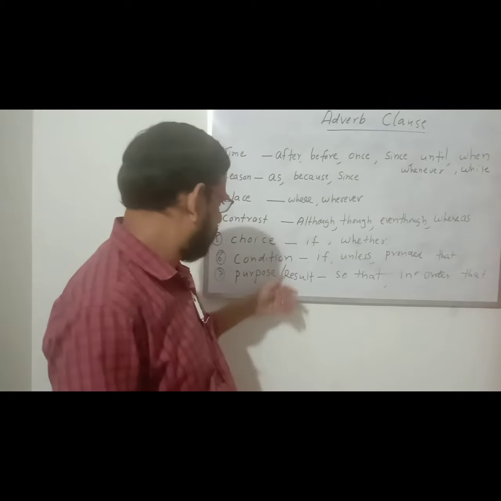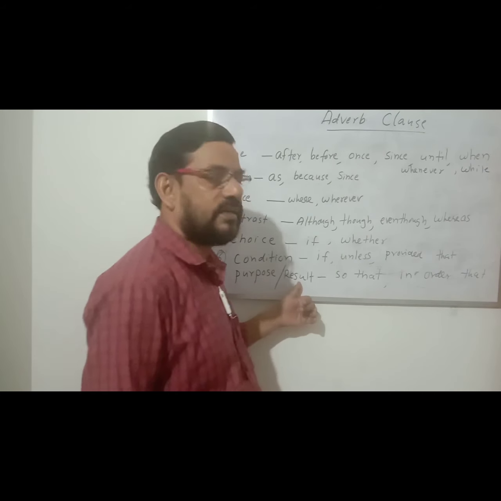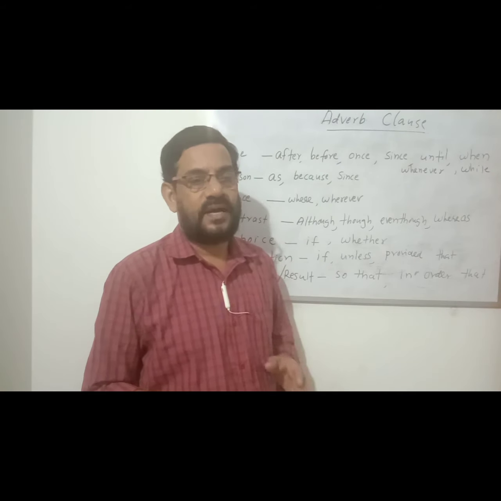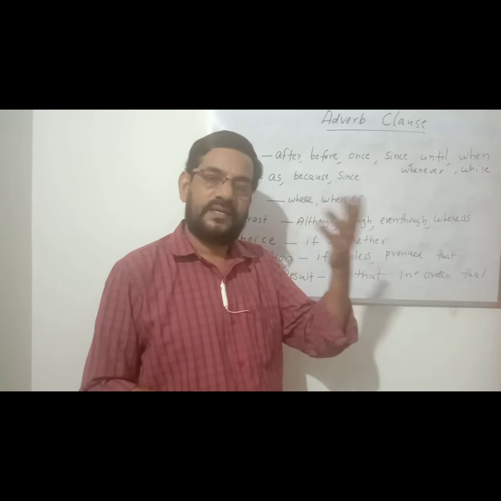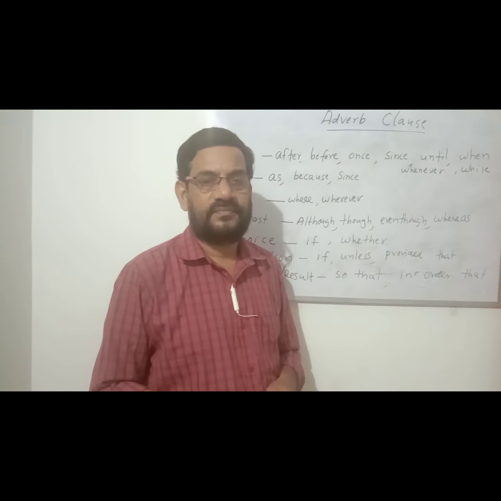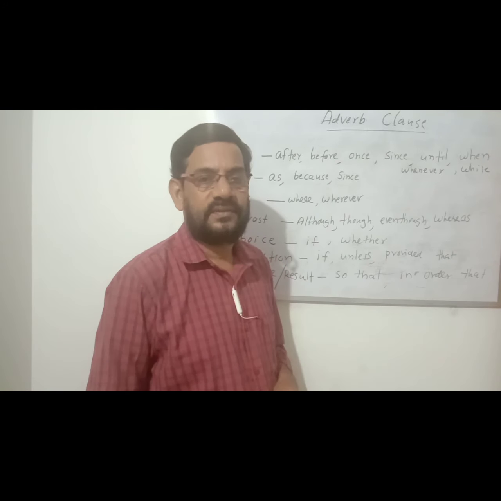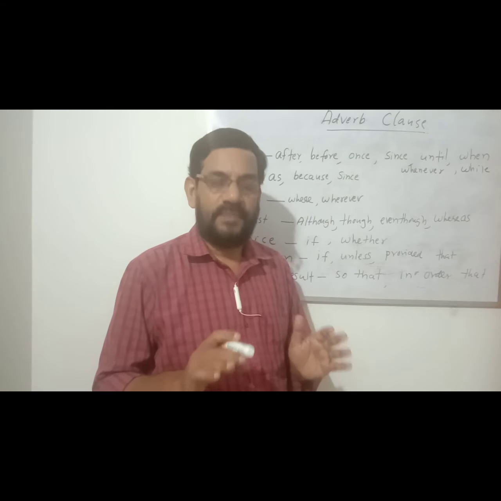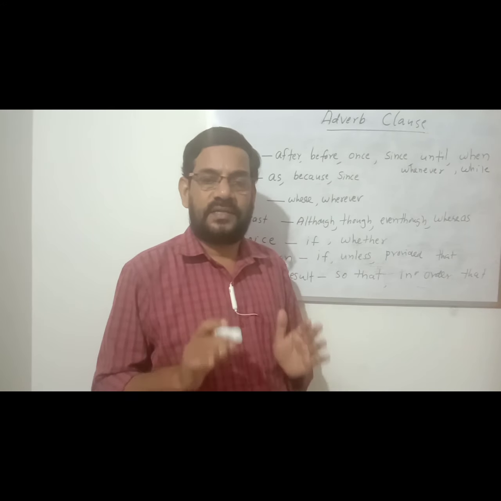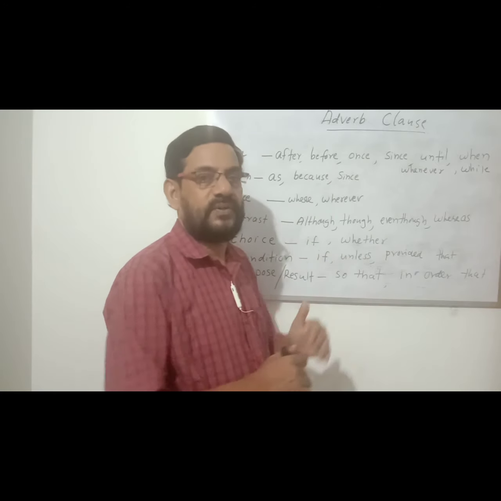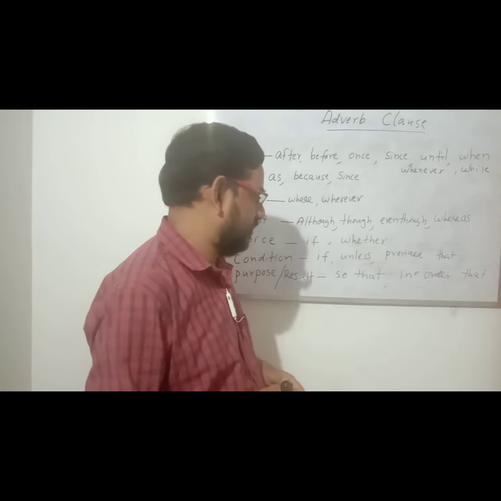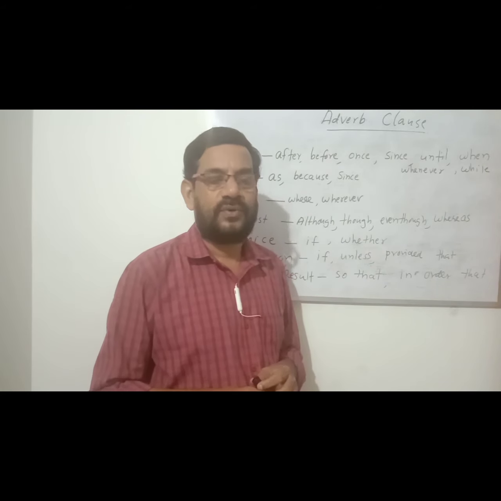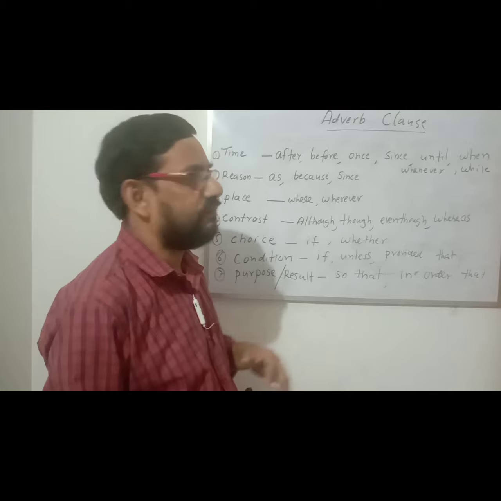Fine. Now we come to the last one, purpose or result. Purpose: so that. I earned some money so that I can buy a car. What's the purpose? I can buy a car. "I earned some money" is the main clause because the meaning is complete, and there is a purpose for that: so that I can buy a car, or in order that I can buy a car. So these are the 7 types of adverb clauses.